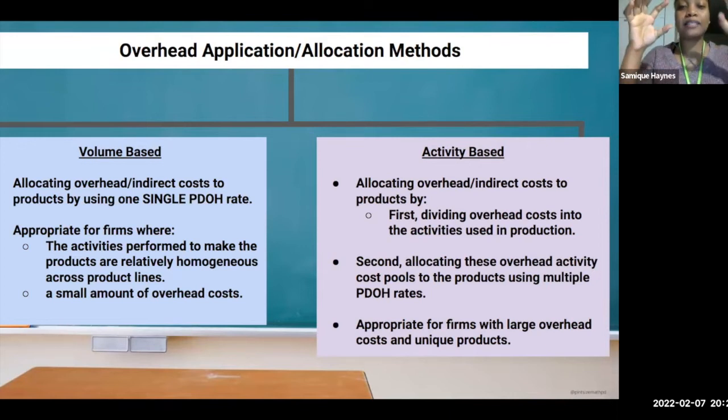So activity-based costing splits up the whole manufacturing overhead into different activities. If we have different activities, different cost drivers are going to drive each of those activities. And so if we have different activities and different cost drivers, then we're going to have multiple predetermined overhead rates. Does that make any kind of sense?